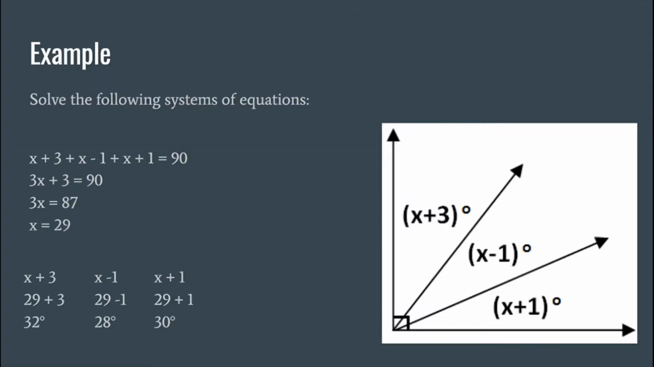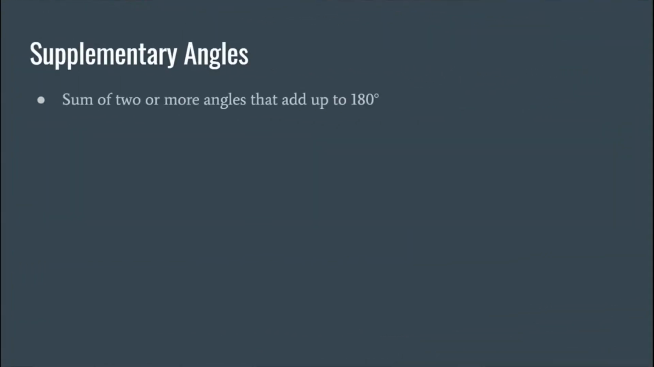Okay, so that's complementary angles. Now we'll go into supplementary angles. So supplementary angles are the sum of two or more angles that add up to 180 degrees. And you might get confused at first, and sometimes it takes a while for it to click.